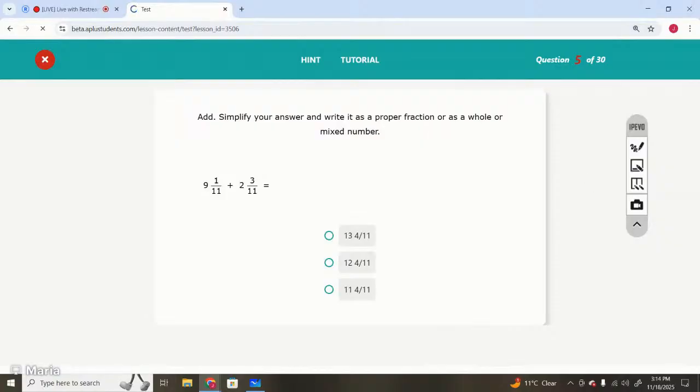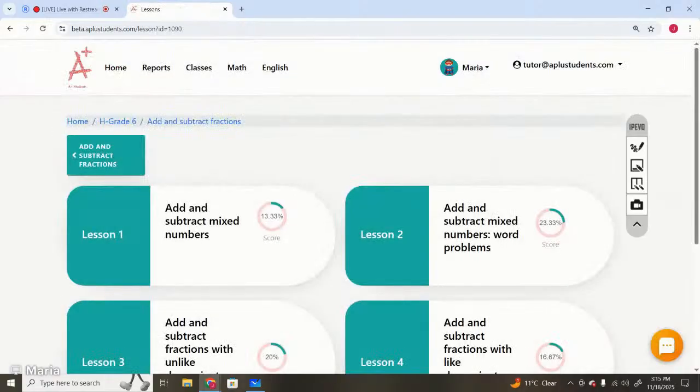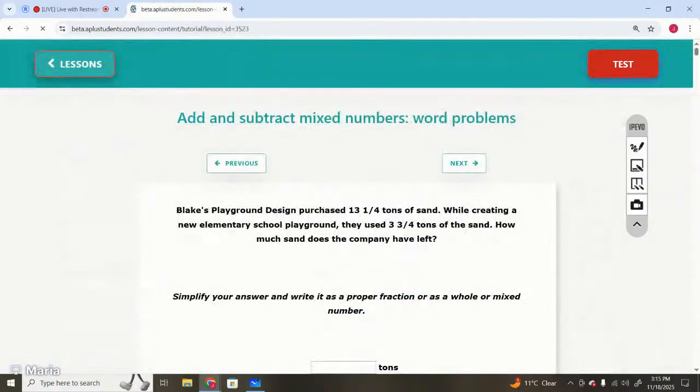Okay, you can complete the lesson by yourself later today. Let me just move on to the next lesson. The next lesson is add and subtract mixed numbers word problems. Let's just start with the lesson.